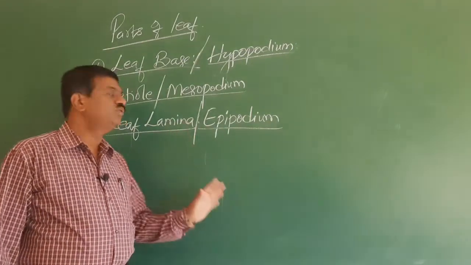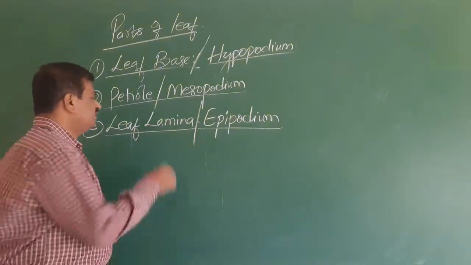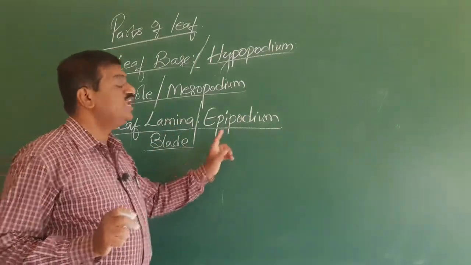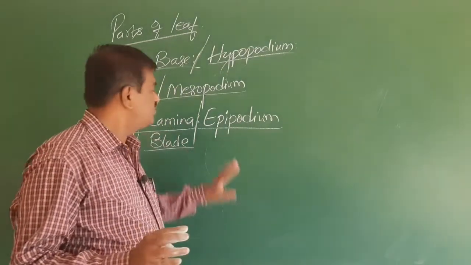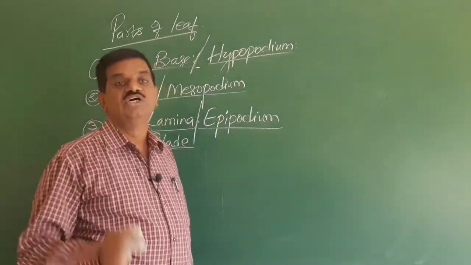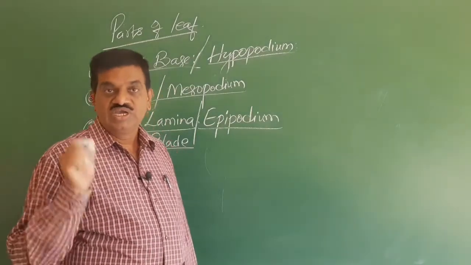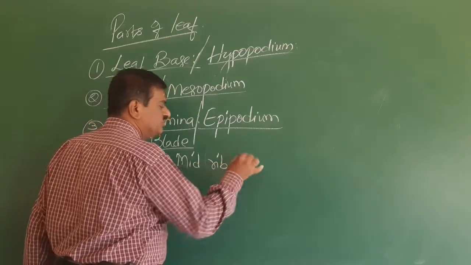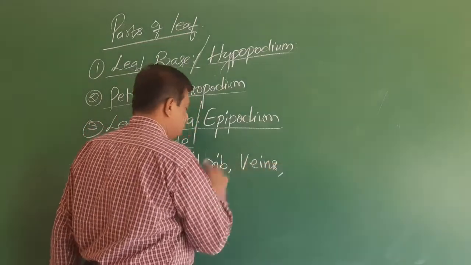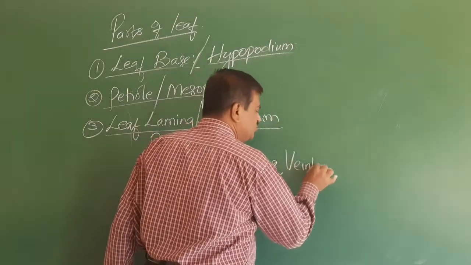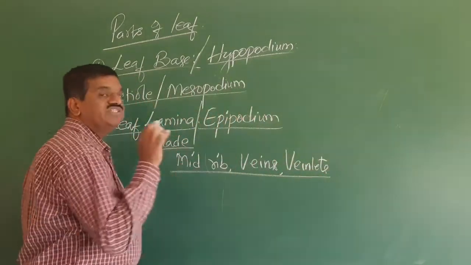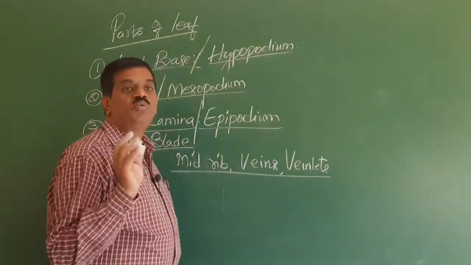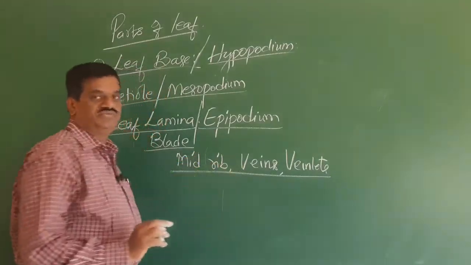We go for the third one called leaf lamina. Leaf lamina is also called leaf blade, or epipodium. This leaf lamina is always green in color and helps in photosynthesis. At the center of a leaf lamina there is a midrib. Midrib is followed by veins, and veins are followed by veinlets. All this midrib, veins and veinlets help in transportation of water and minerals to the leaf.